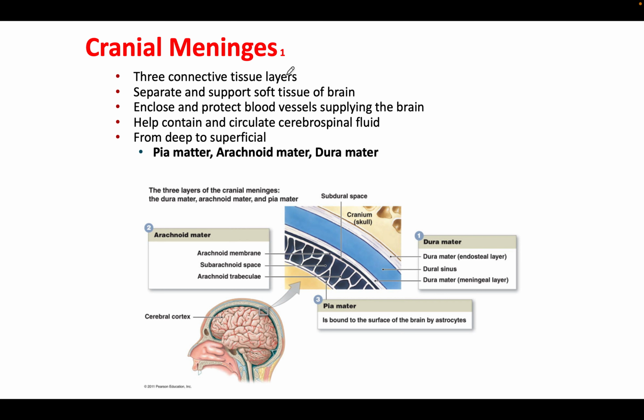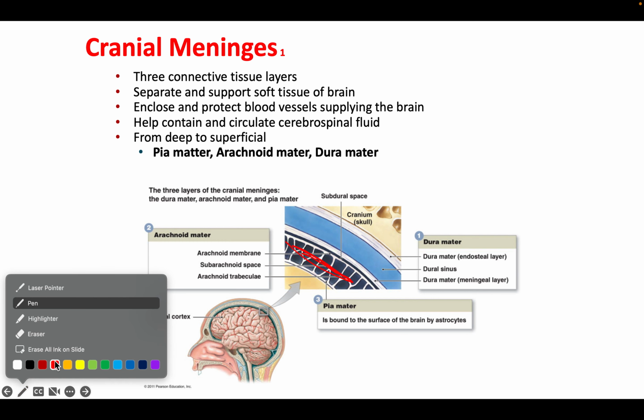So these are connective tissue layers. They serve to surround and support the brain, but they also serve to do the same thing around the spinal cord. We'll see that there's a few differences between those that surround the brain and those that surround the spinal cord. They also protect and enclose blood vessels here. They circulate cerebral spinal fluid that we'll see in this space right down here called the subarachnoid space. And they are largely a protective feature of our brain.